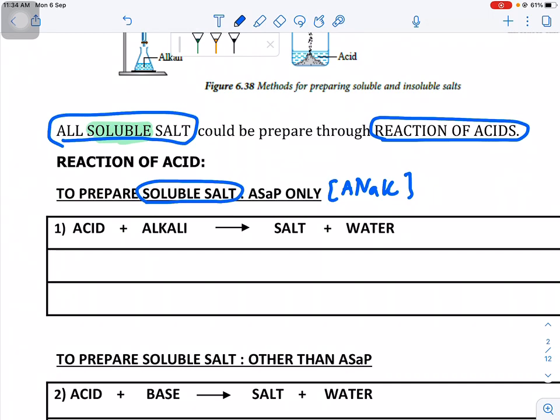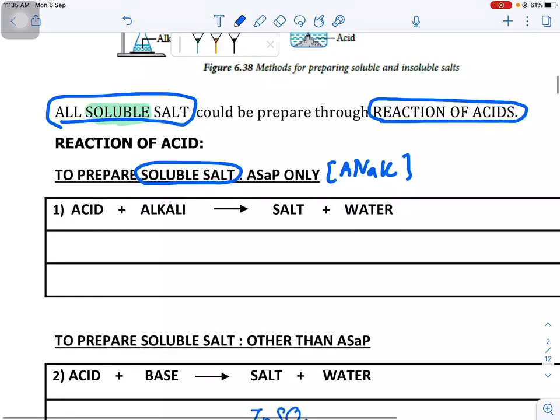For the ANAK, let's say my salt is sodium chloride. So I give you the salt is sodium chloride, and when I check, sodium chloride is from the ANAK group because there's sodium. So I have to use the reaction between acid and alkali. That I must remember. So you must memorise, when you have the acid and the alkali, what will be the product? The product is supposed to be salt and water.